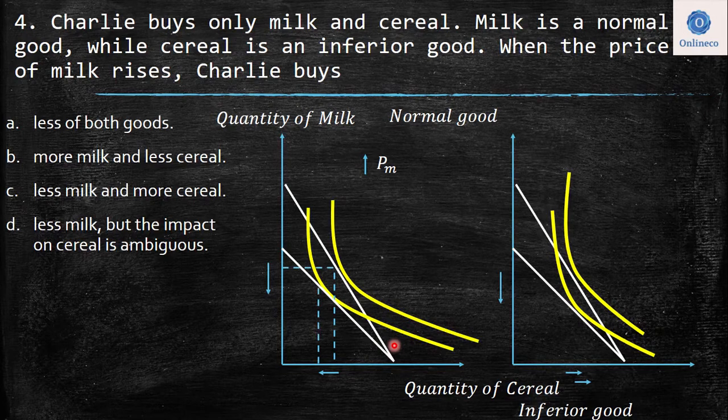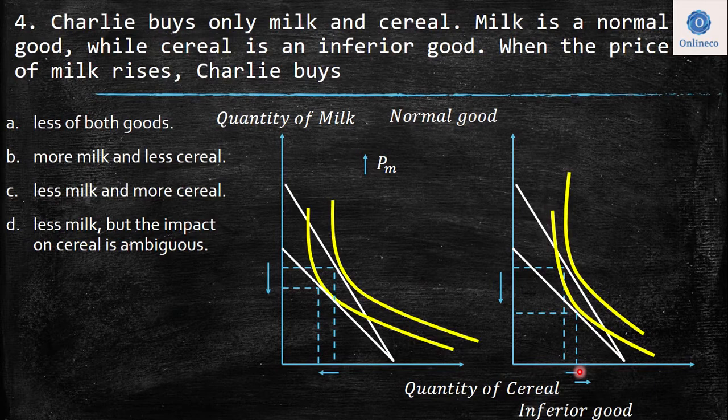Then here is the initial situation, and this is the second. So we have one representation. When there is an increase in the price of milk, there is a decrease in the consumption of milk and in the quantity of cereal. That's one case. But imagine another situation where we have the maximization and then the price changes. The budget constraint moves exactly the same as the previous one, but due to the shape of the indifference curves, there is an increase in the consumption of cereal.